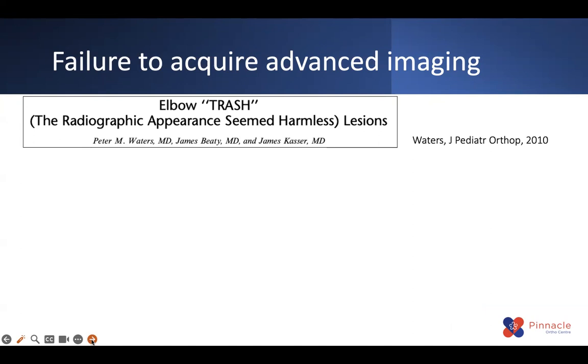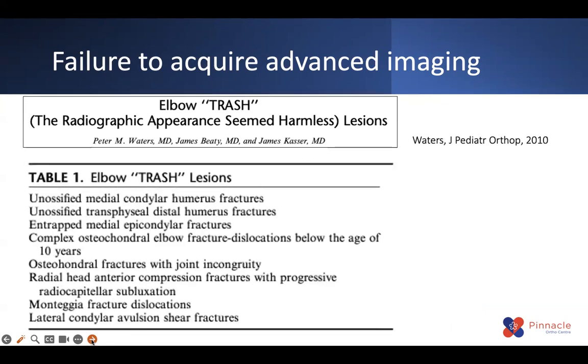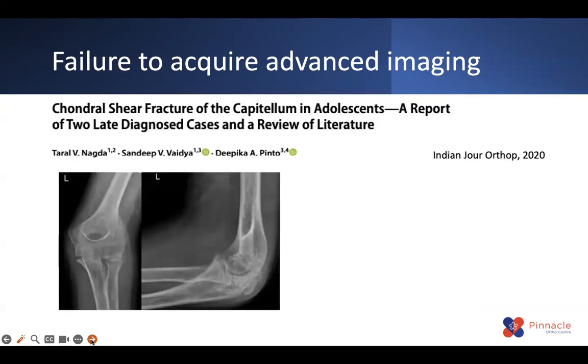The TRASH stands for the radiographic appearance seemed harmless, and there is a list of injuries which come under this category of injuries. We have described one category of TRASH lesions, that is a chondral stress fracture of the capitulum. So these were the case report of 2 adolescents who presented about 4 to 5 months following trauma with stiff elbow. The X-ray was not really clear as to what was going on over there.